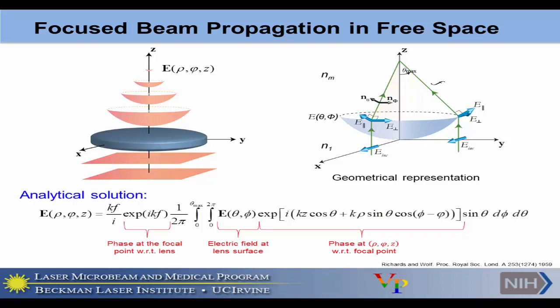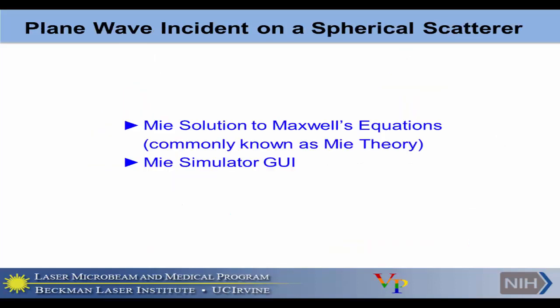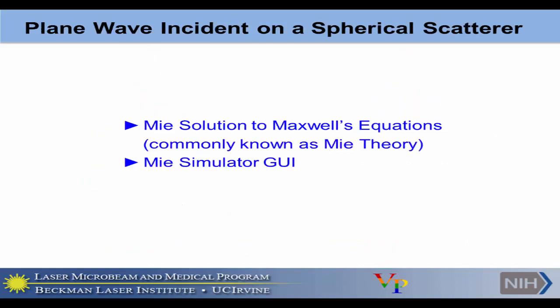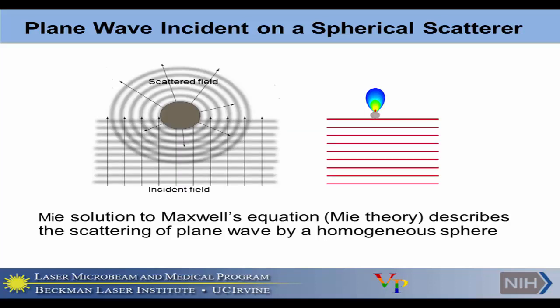So we are going to use the same theory for scattering of the focused beam propagation in a scattering medium, but we are going to put scatterers in this area. For our case, we use spherical scatterers. So now I'm going to talk about how we deal with a plane wave incident on spherical scatterers. In this case, we have an incident field. This light is incident upon this spherical scatterer and generates a scattered field.